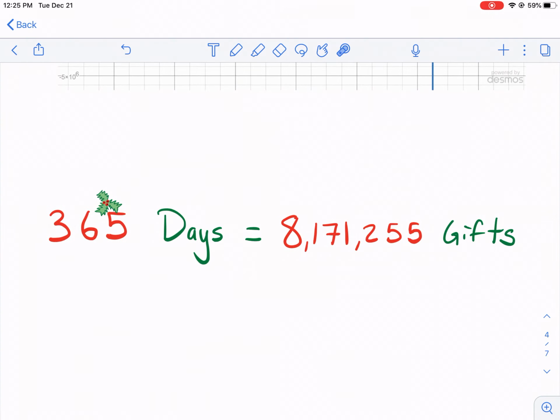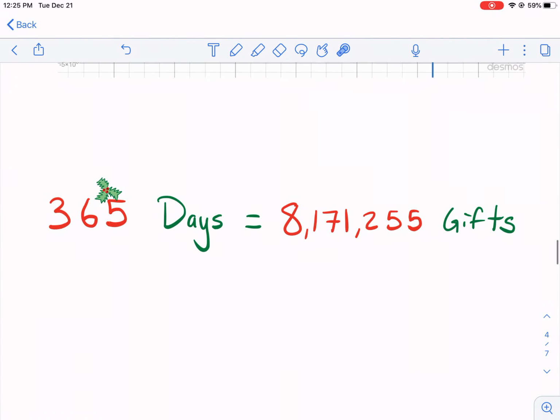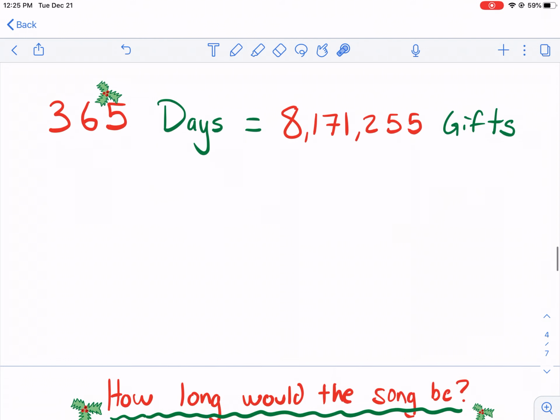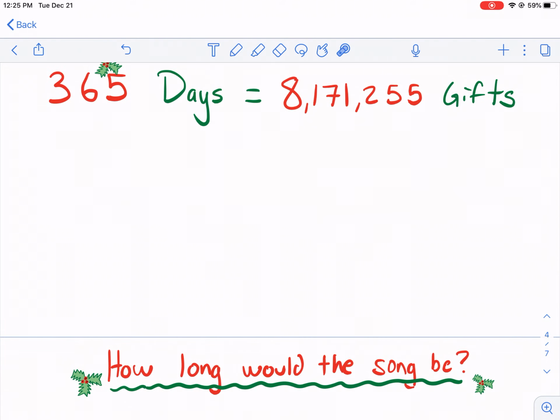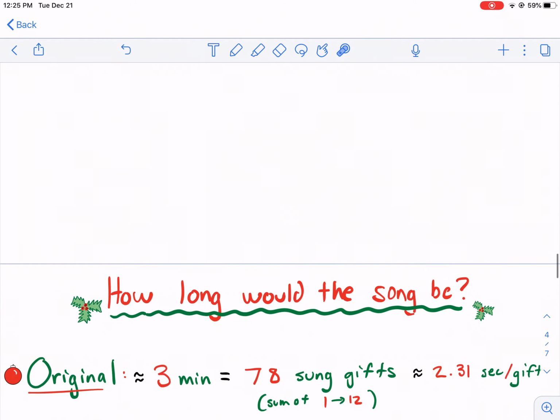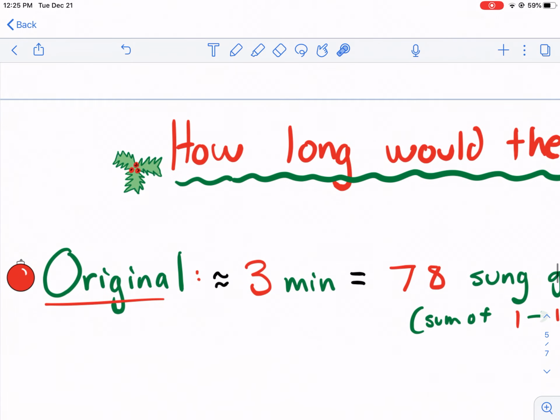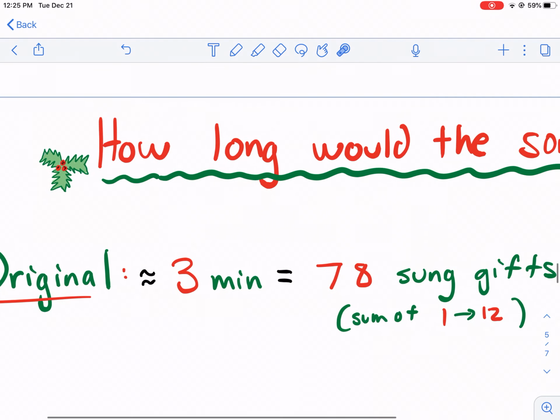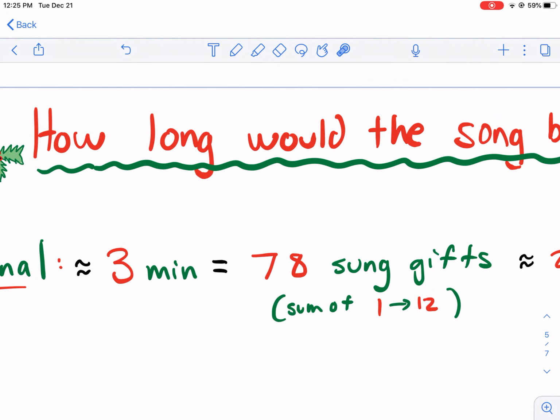Now, there's a second part to this component. We talked about the number of gifts, but how long would this song be if you took the time to sing it all the way through? Well, the original song is about 3 minutes, okay? There are different versions, but about 3 minutes, and that's 78 sung gifts, okay? Now, you're not saying each item. You're not saying 'turtle dove,' you're saying 2 turtle doves.